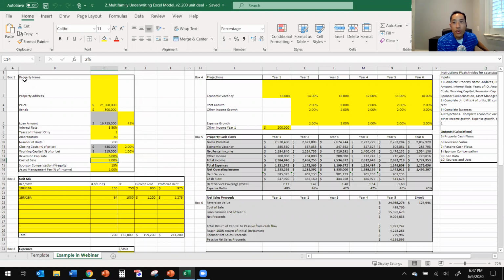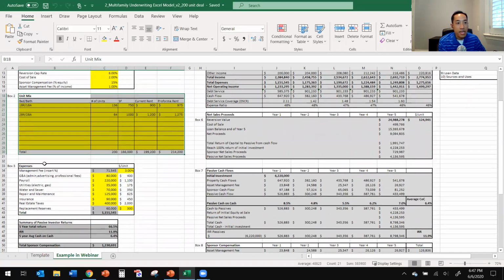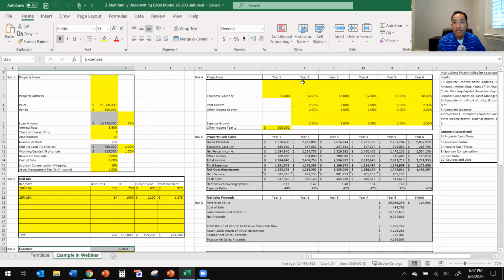I put it into four different boxes, really. Those are your inputs. Box one is just your basic information about the property, what you think the property is worth at a high level, or maybe what the listing broker told you the price would be. And then your debt terms, your residual cap rate, your sponsor comp. Box two gets into your unit mix. This will come off the rent roll and offering memorandum. Box three will be your expenses and how you're underwriting year one. And box four is your projections. So going forward, what's your year 1 through 6 projections.